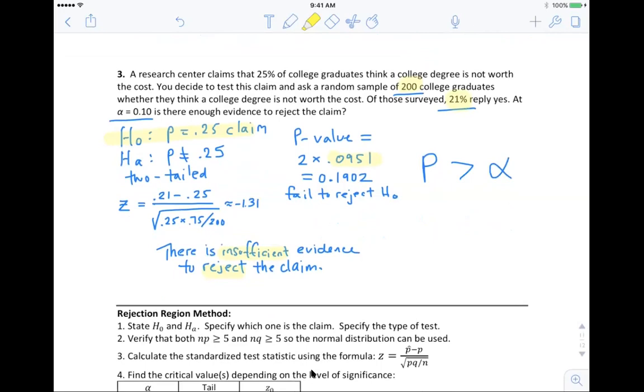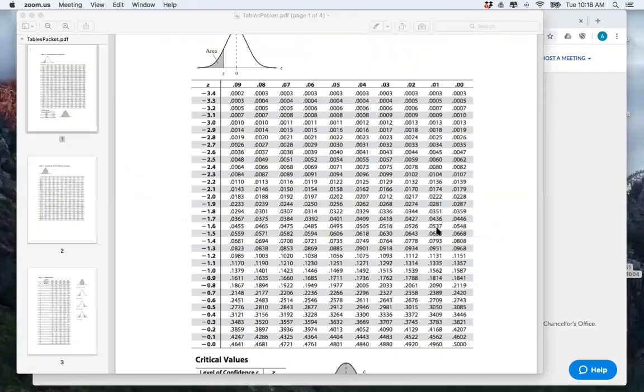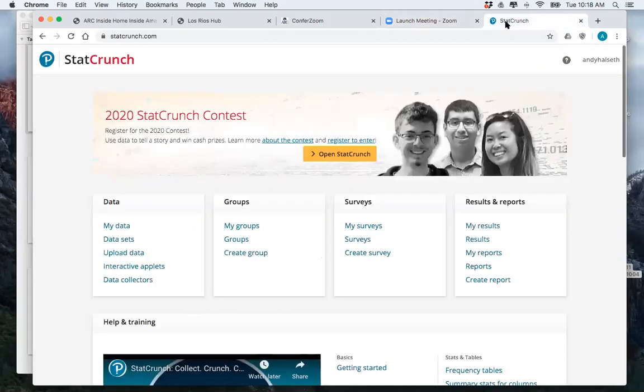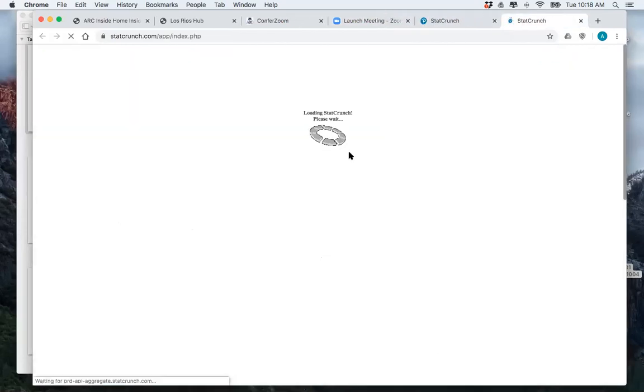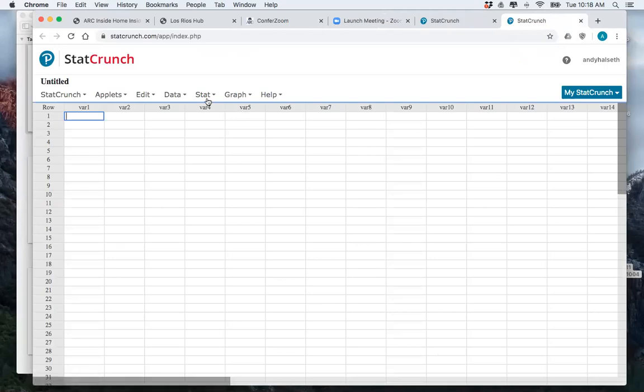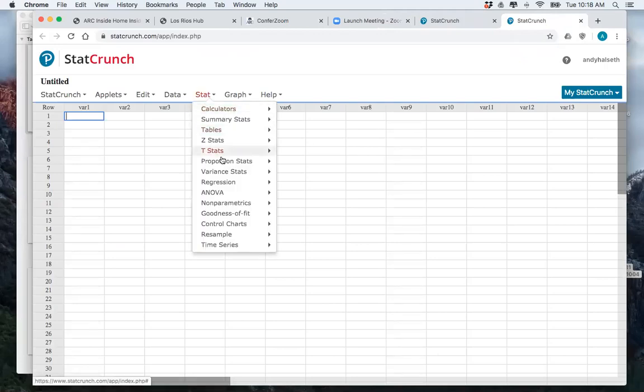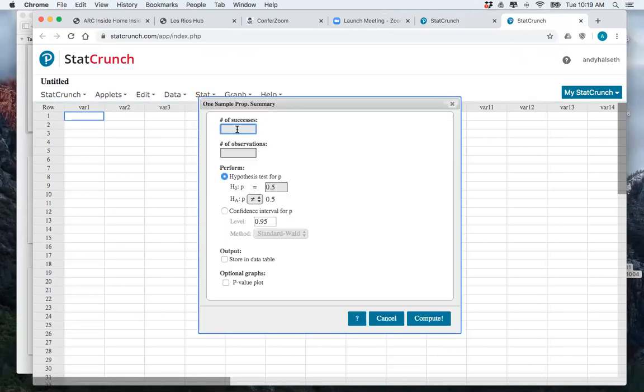So let's bring that up. All you need to do is just open a blank StatCrunch page, and we're going to go Stat, Proportion Stats. There's a new location: One Sample with Summary. Stat, Proportion Stats, One Sample with Summary. This is the X and this is the N. So in this problem, the N, number of observations, was 200. The X was not given.